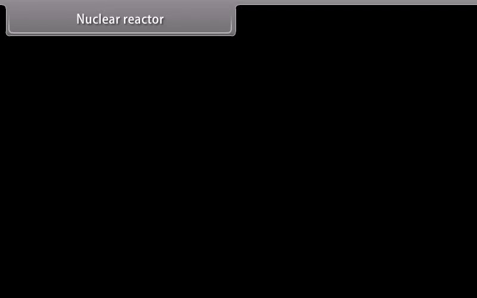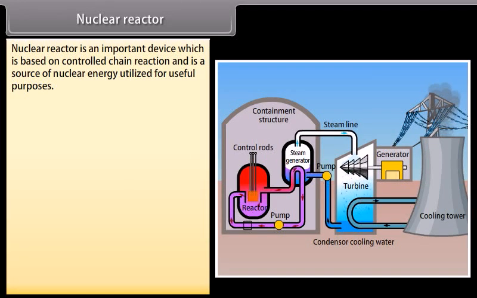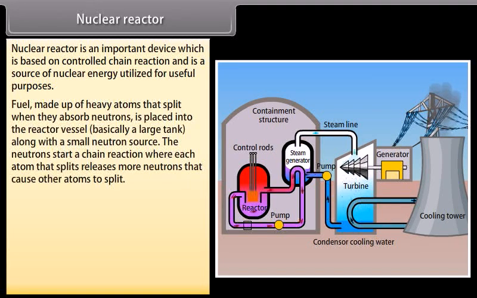Nuclear reactor. A nuclear reactor is an important device which is based on controlled chain reaction and is a source of nuclear energy utilized for useful purposes. Fuel made up of heavy atoms that split when they absorb neutrons is placed into the reactor vessel, basically a large tank, along with a small neutron source. The neutrons start a chain reaction where each atom that splits releases more neutrons that cause other atoms to split.